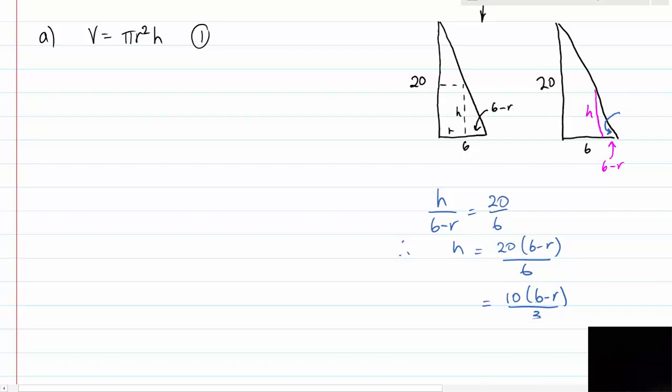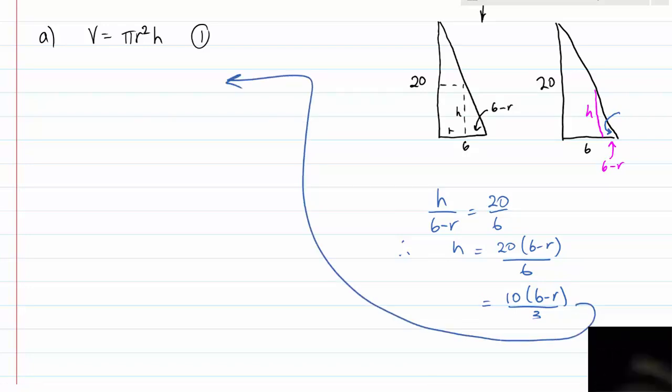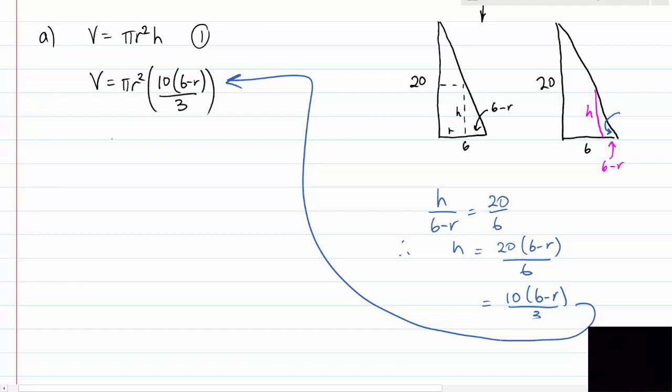So I'm going to take this information and pop it right there, and it will give me this outcome. The volume therefore equals pi r squared times 10(6 minus r) over 3. And when written out, that is 10 pi r squared (6 minus r) over 3. So that's pretty exciting. That's part A. You may choose to stop the video now if you'd like.